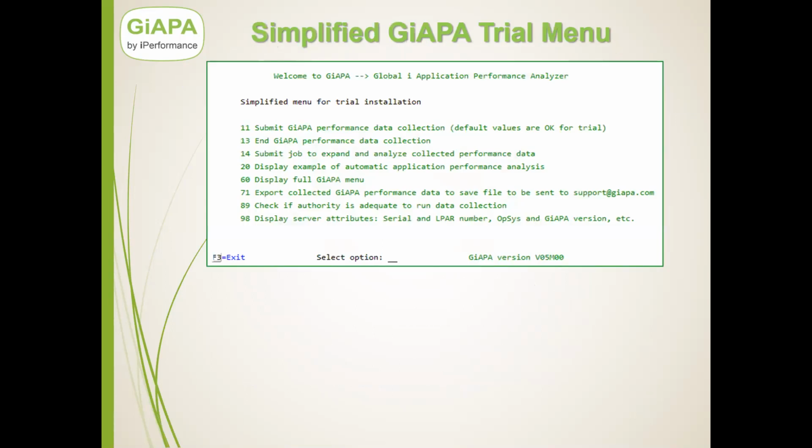The free trial will be using a simplified menu as shown, only including the relevant options. A password will be supplied for unzipping the downloaded file containing the GiAPA library and the user manual. When the data has been collected, a software security code will be supplied to allow the analysis of the data. Collecting data requires no code.